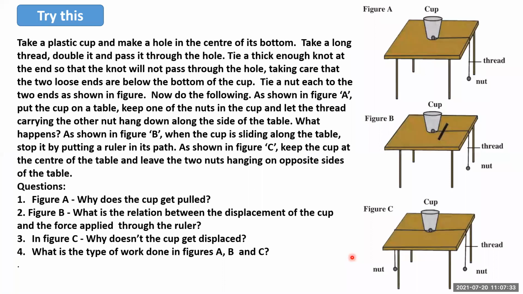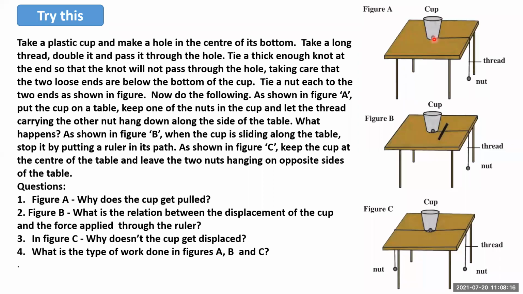Take a plastic cup and make a hole in the center of its bottom. This is a plastic cup and there is one hole. Take a long thread, double it and pass it through the hole. Tie a thick enough knot at the end, so the thread will not move out of the cup.